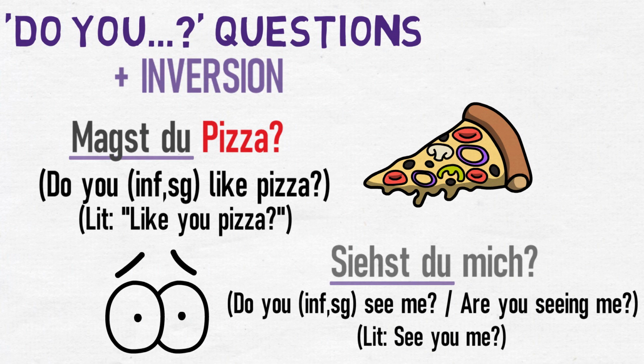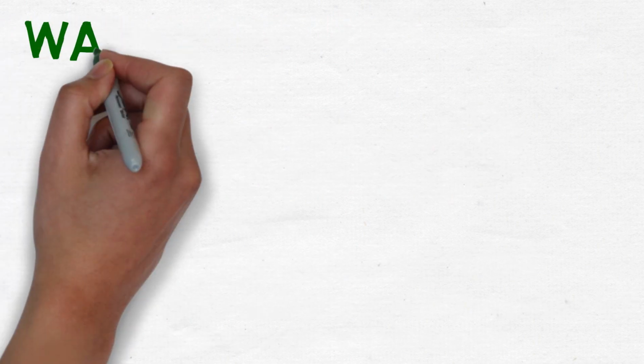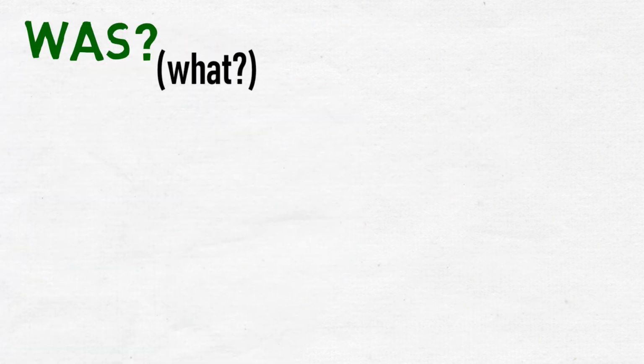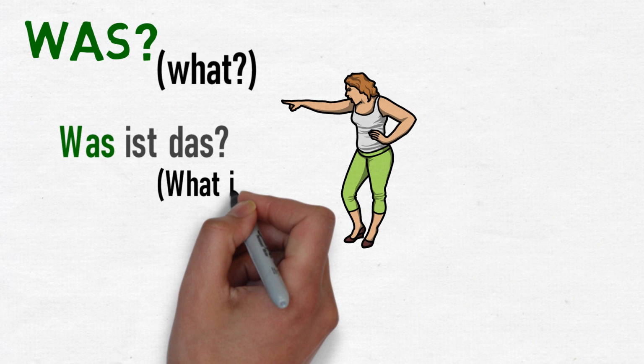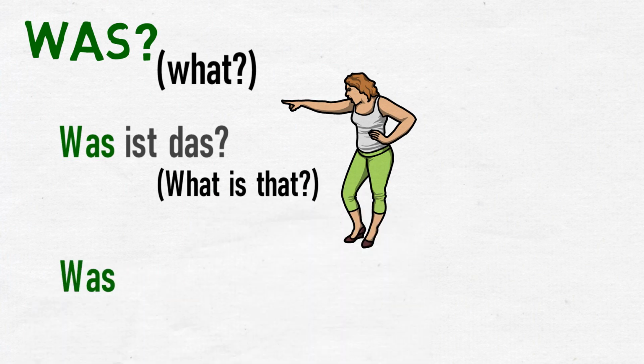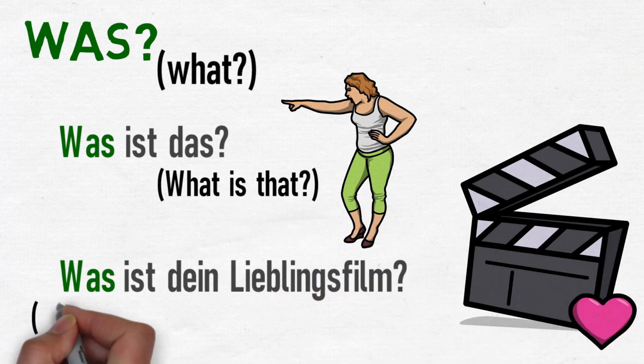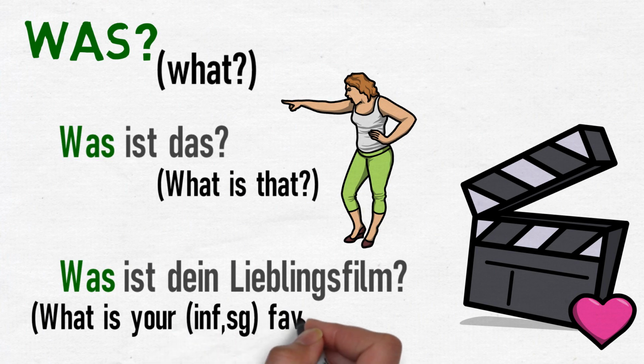The first and arguably most useful question word is was, meaning what. This will make up around 90% of new learners' questions, mainly when used with Was ist das? What is that? Was ist dein Lieblingsfilm? What is your, informal singular, favourite film?